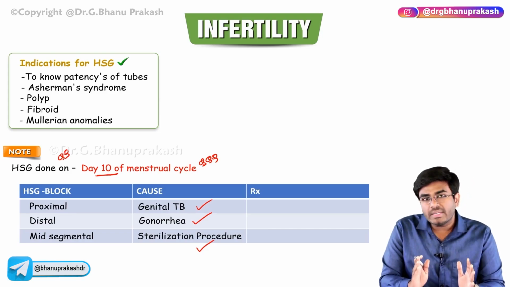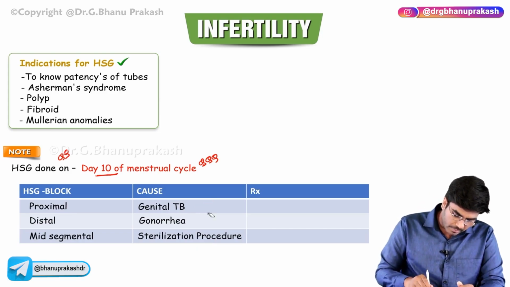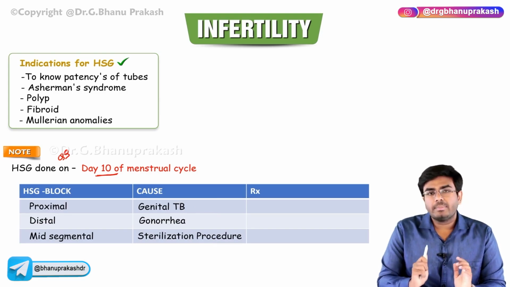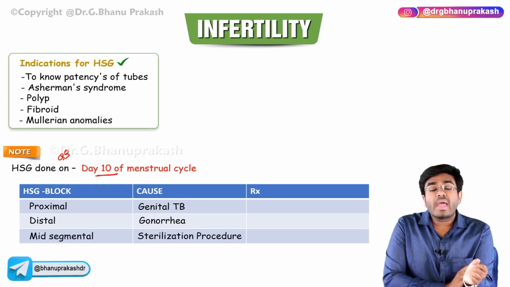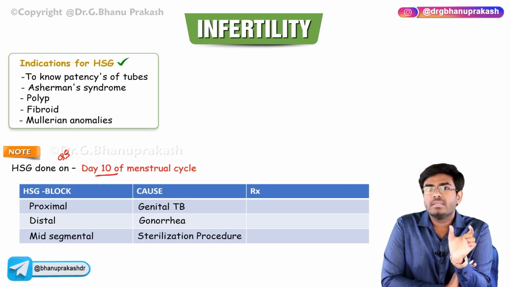Now how should this be treated? Now there is a proximal block because of genital TB. How should this be treated? If there is a tubal factor of infertility, please listen carefully.